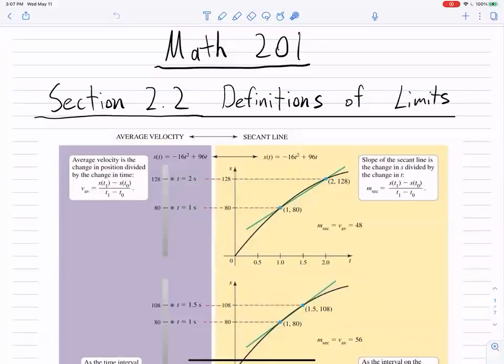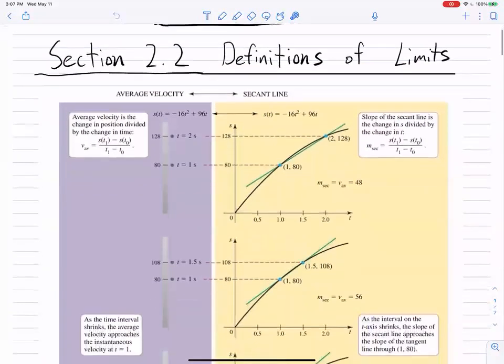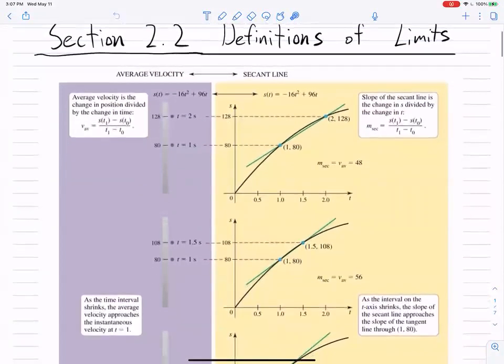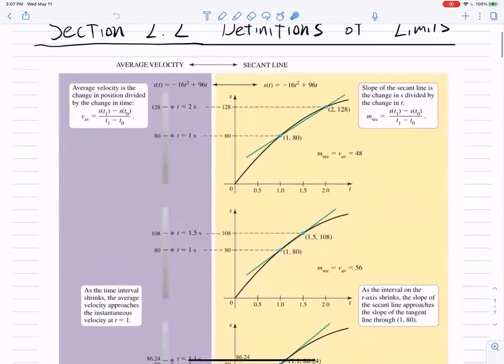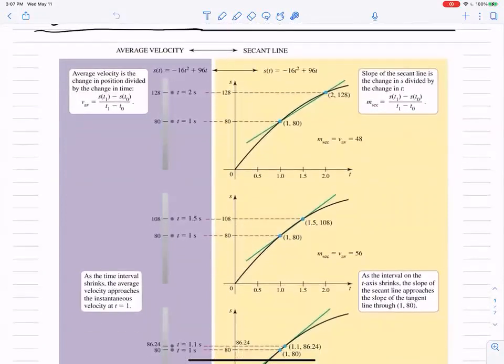Hello, Math 201. This is the lecture for section 2.2, definitions of limits. And so we're going to explore just what the definition of a limit is, and we're going to do it mostly graphically. To remind ourselves from that intro video of what motivates the idea of a limit, we're going to look at this picture from the book.